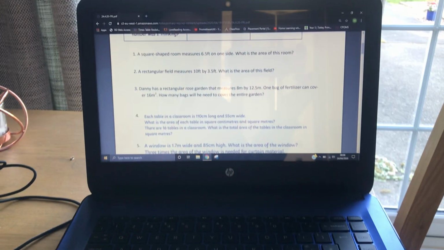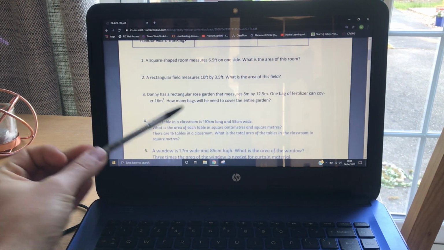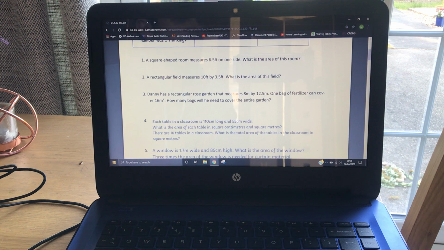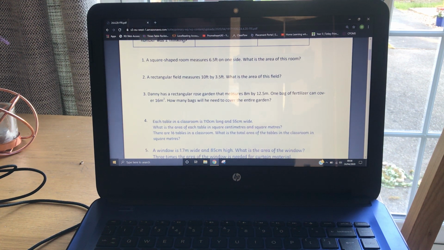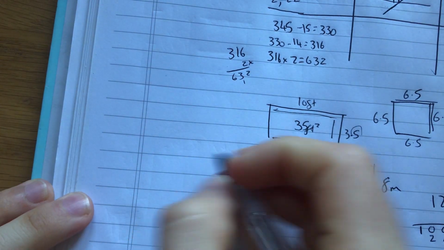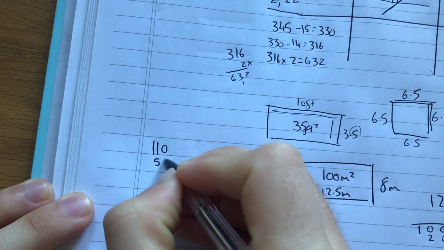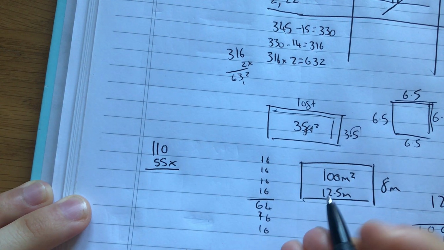We start to get even tastier now. Each table in a classroom is 110 centimetres long and 55 centimetres wide. I do believe that is true. What is the area of each table in square centimetres and metres? So, first of all, we've got 110 by 55. So first of all, let's find the area of this.